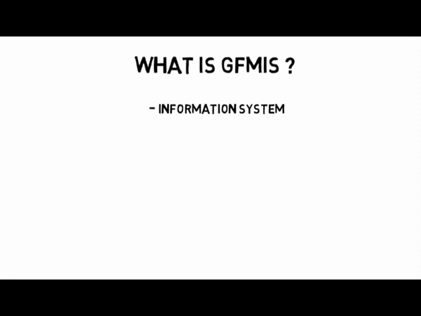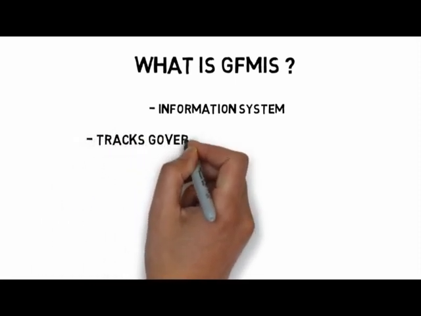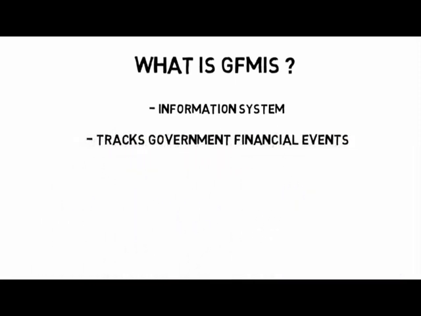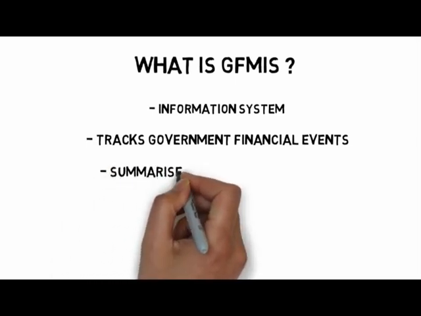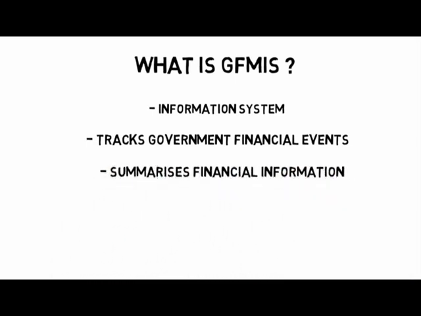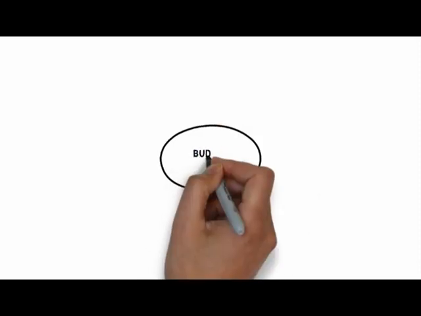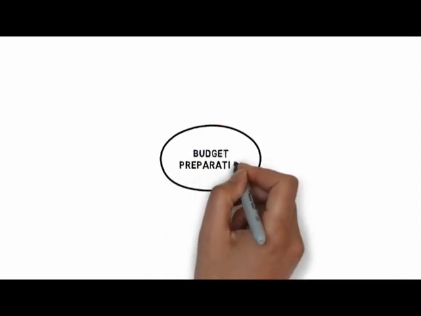GFMIS is an information system that tracks financial events of a government and summarizes financial information. GFMIS essentially has a module for budget preparation. In most countries, budget is prepared in three phases.